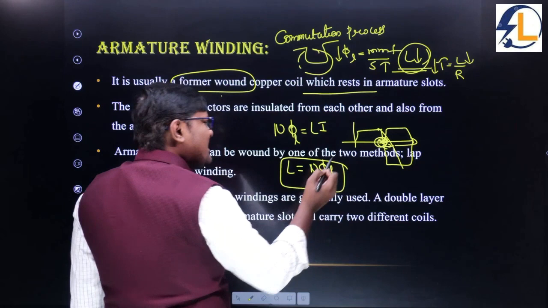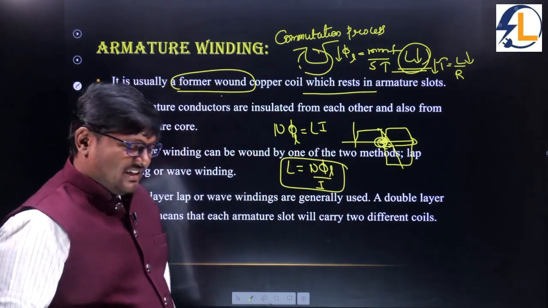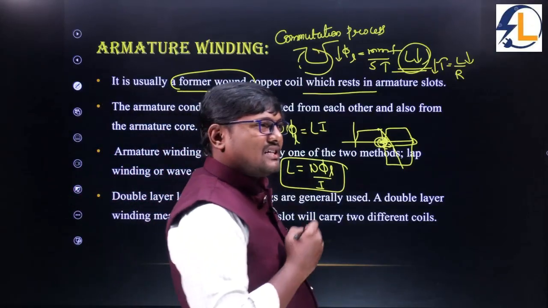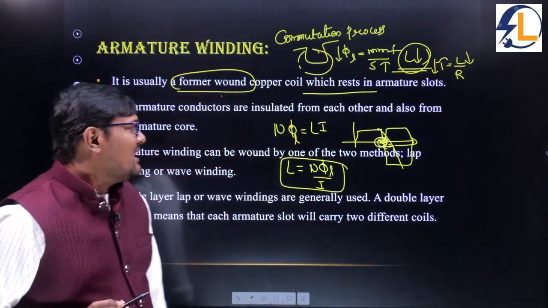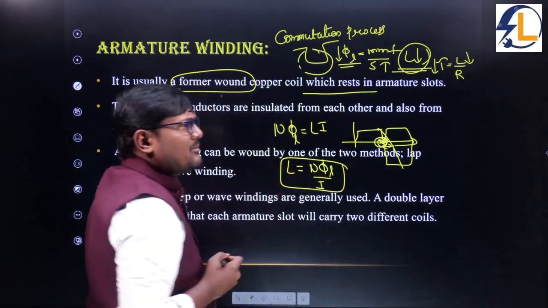So what is meant by phi L? Phi L is called the leakage flux. The flux which links either stator or rotor, but not both the windings, is called the leakage flux. So the leakage flux will be reduced here with the help of open type of slots.